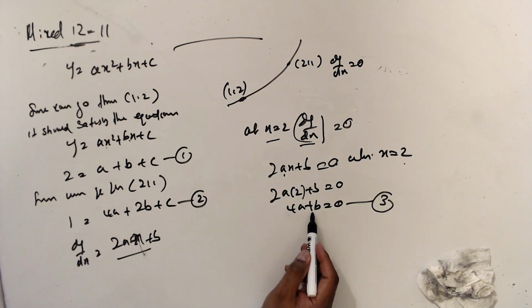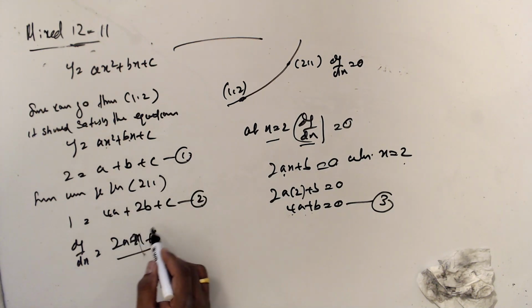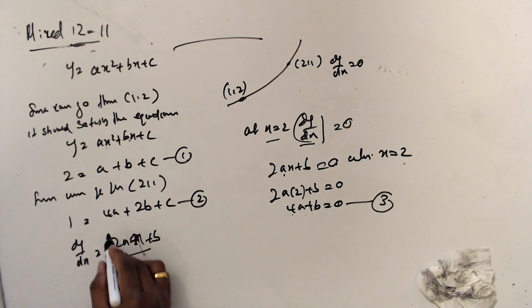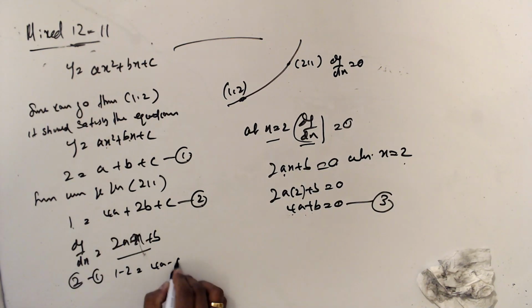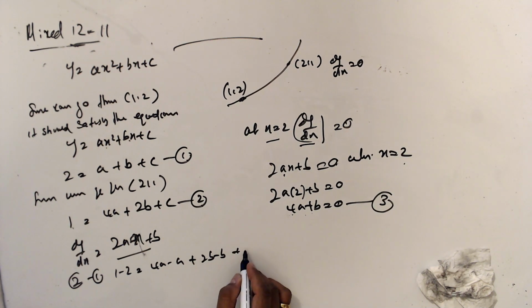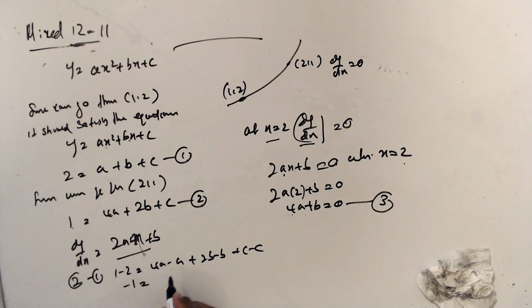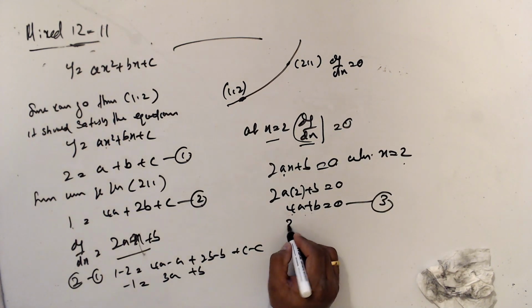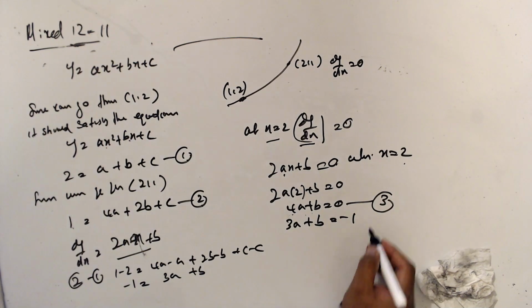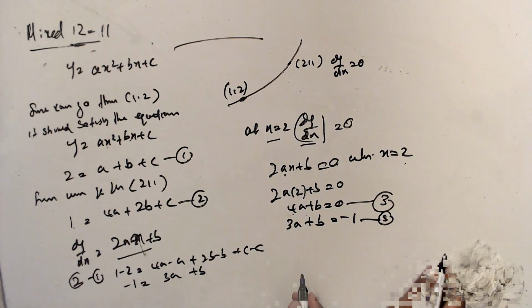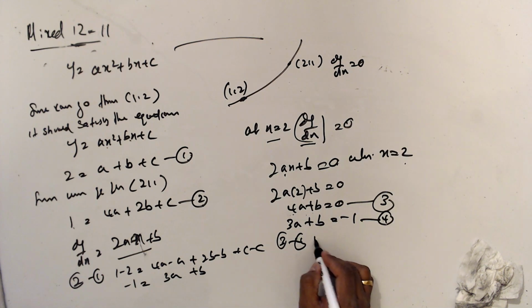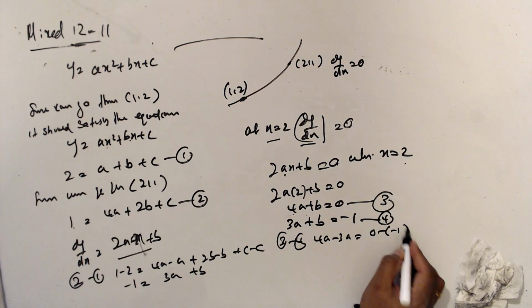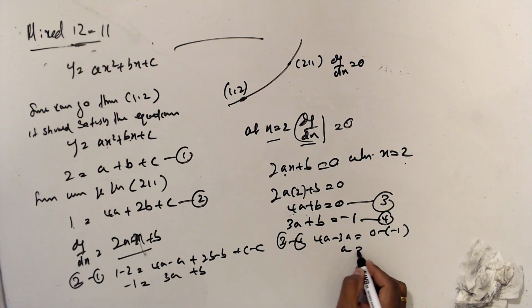Now 4a plus b. When I subtract those two, I can get an equation with a and b. So which one minus which? 2 minus 1. So this is 1 minus 2, and 4a minus a, 2b minus b, and c minus c. So this is minus 1, 3a plus b equals minus 1. Actually, I'll take this one. Now I can see b. So 4a minus 3a equals 0 minus minus 1. The b's cancel out. a equals 1.